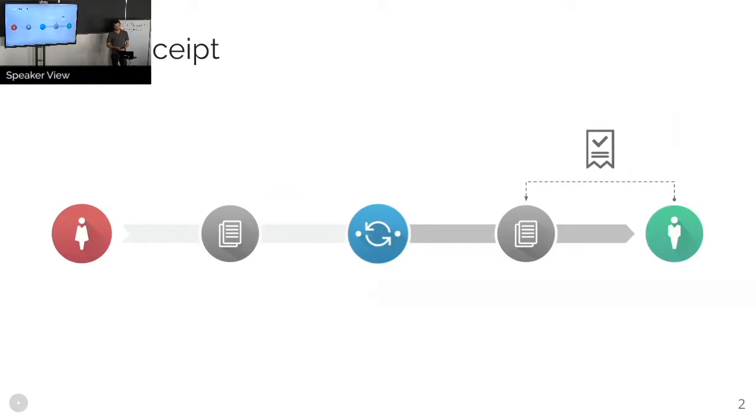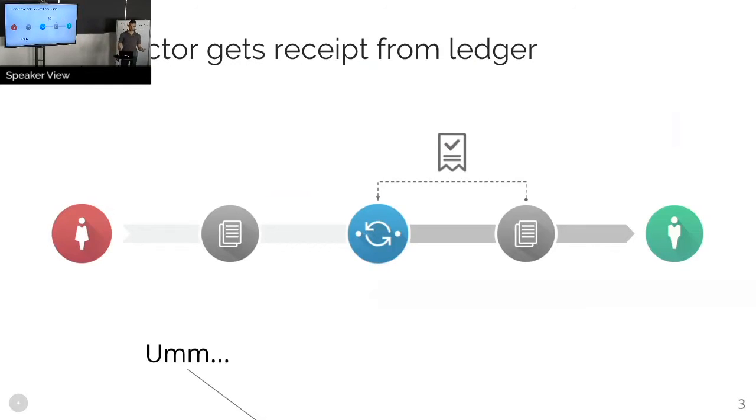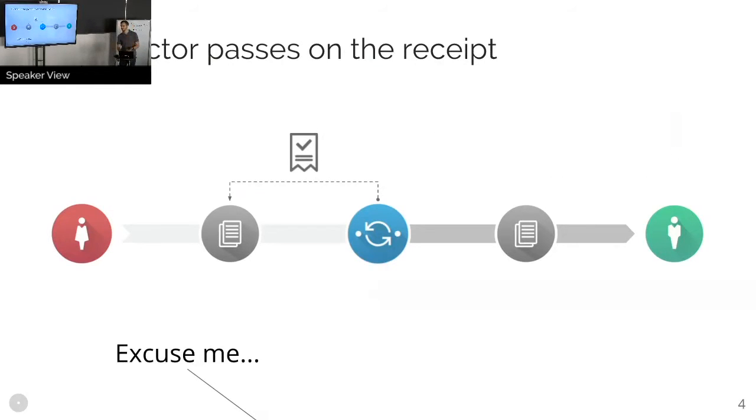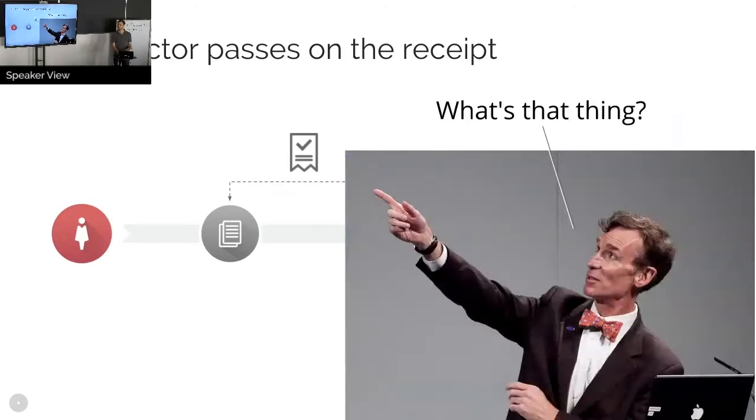Okay, so this is from the presentation earlier today. We talked about this receipt that the recipient is generating, and he's passing it on, and it goes to the ledger, and then it goes to the connector, and it goes to the other connector, but we haven't really explained what it actually is, what's actually in this receipt.